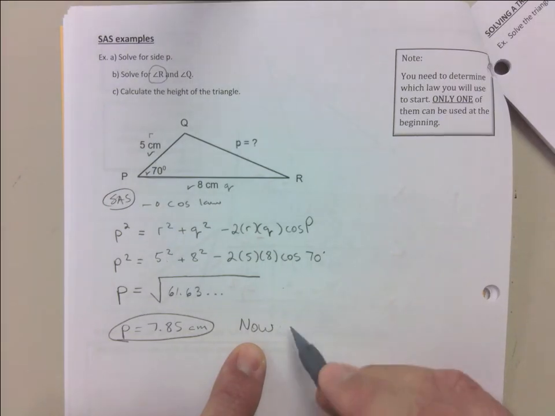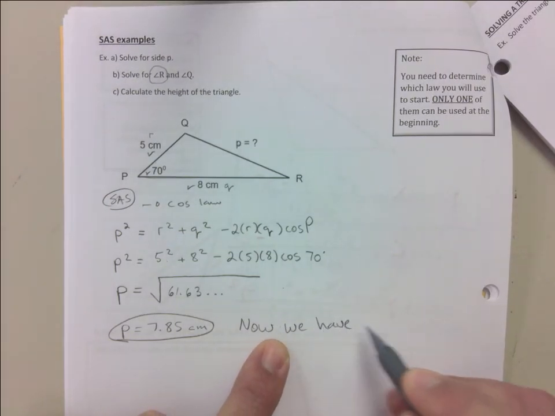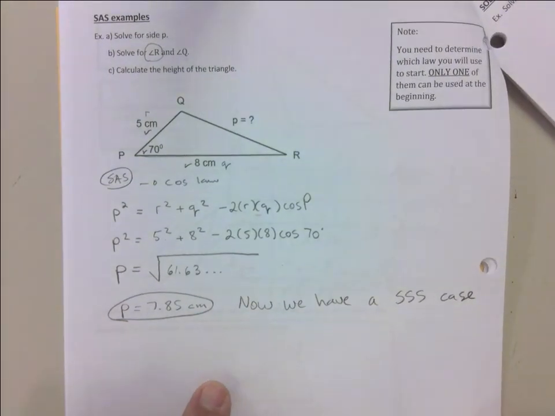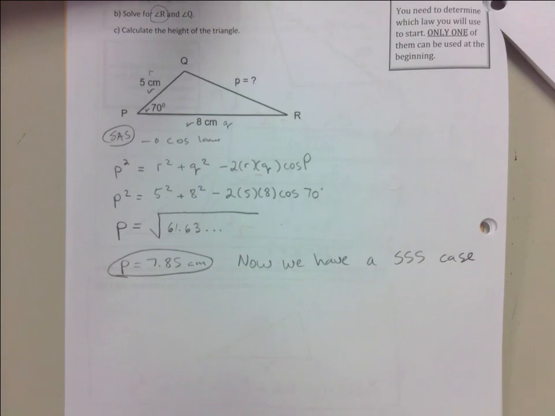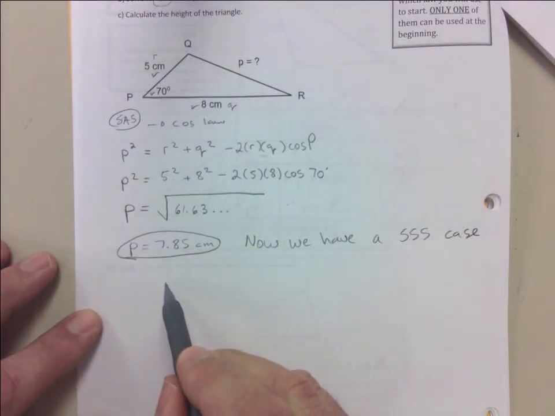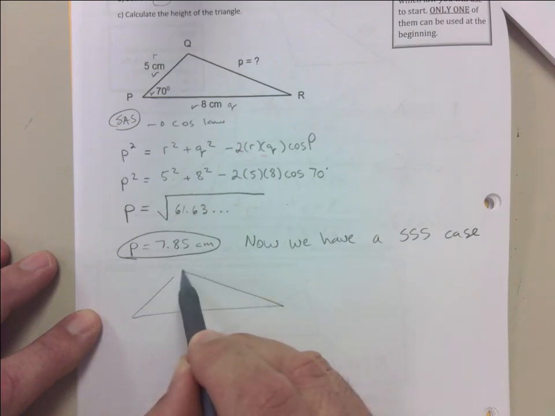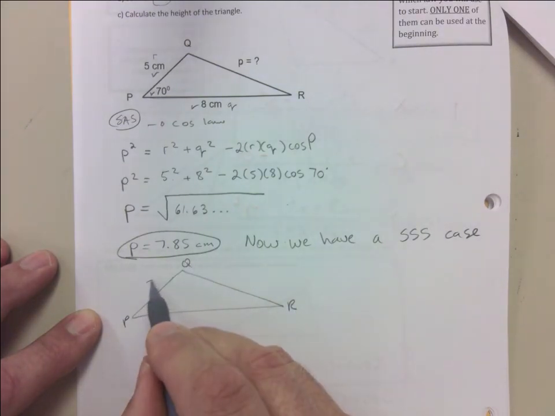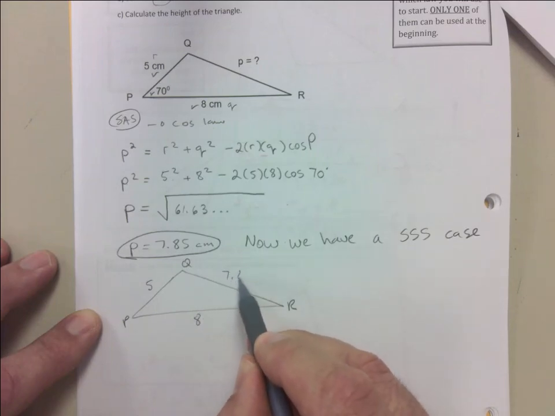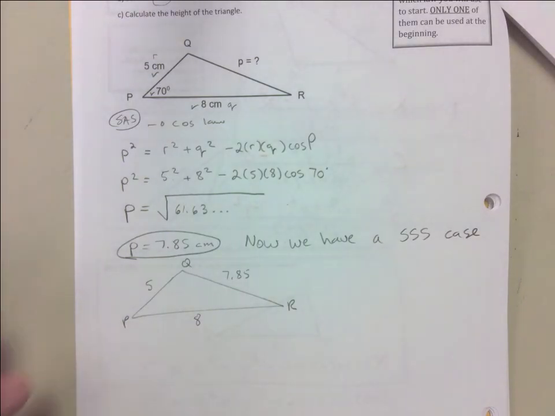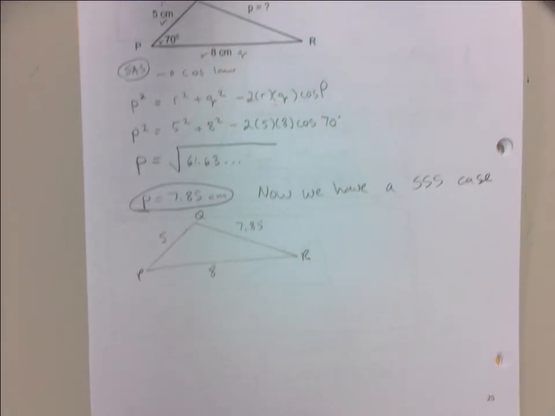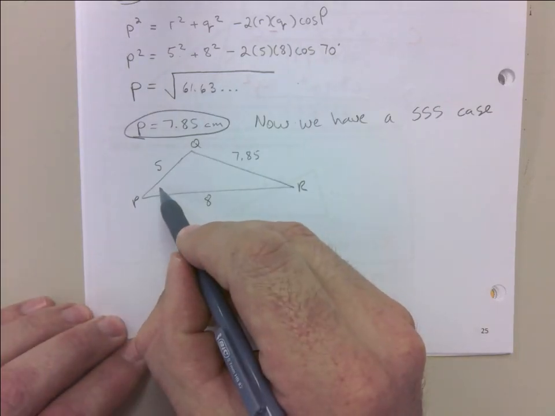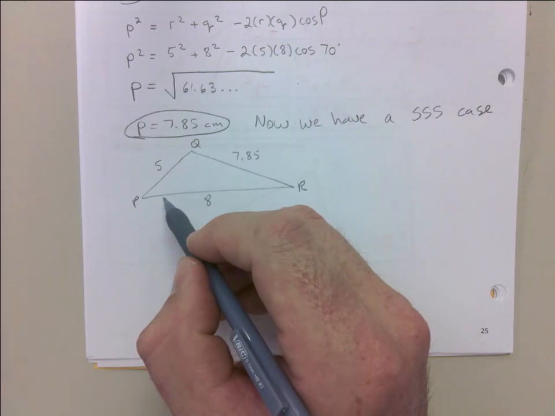Now we have a side, side, side case. So I'll just make a quick sketch. This is P, Q, R, 5, 8, 7.85. Just a quick sketch. And I know that this is 70, right? But I'm going to ignore it for now. We don't know that's there.